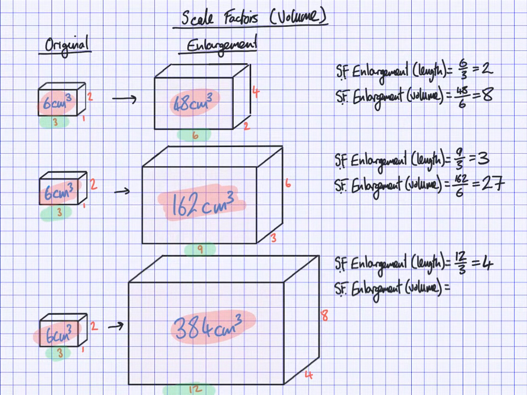We'll very quickly put those into my scale factor. Again, bigger over smaller, because we want a number bigger than 1, so 384 over 6. And if we divide 384 by 6, we end up with 64.